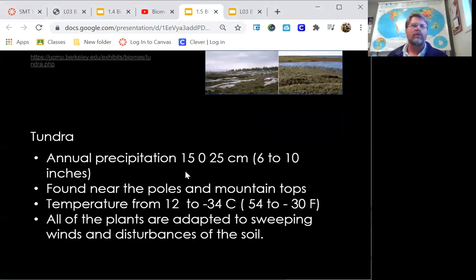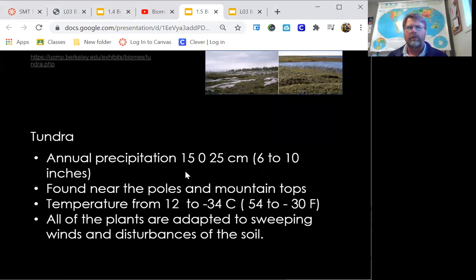Okay, so what we have first, the coldest, northernmost one, is tundra. Tundra has annual precipitation from 15 to 25 centimeters, or 6 to 10 inches. It's found near the poles and mountaintops. It has a temperature from 12 to negative 34 Celsius, and from positive 54 to negative 30 Fahrenheit.